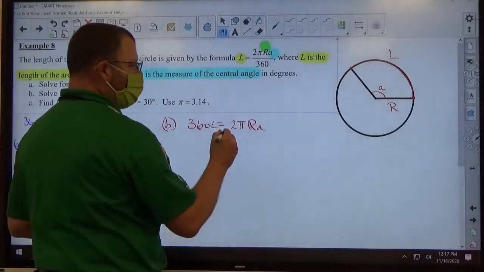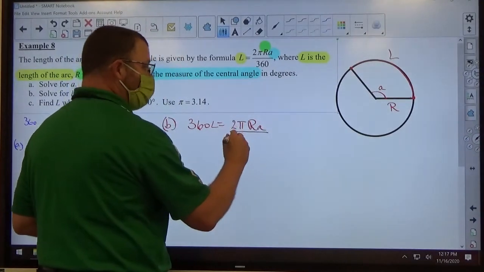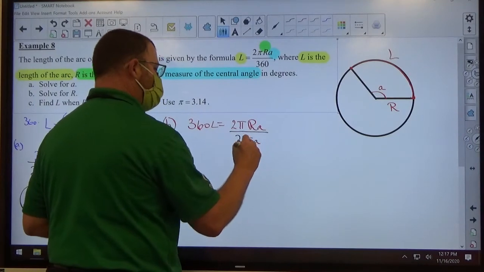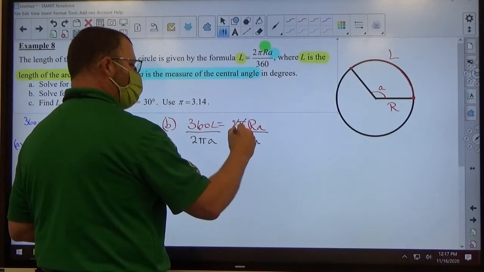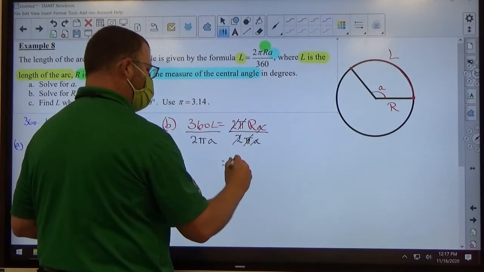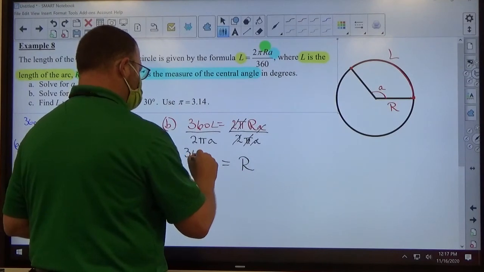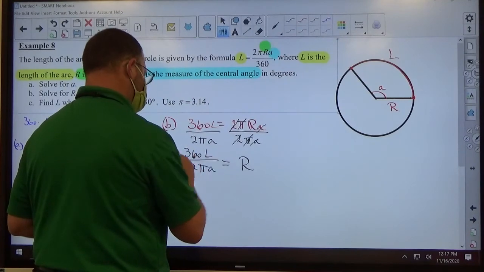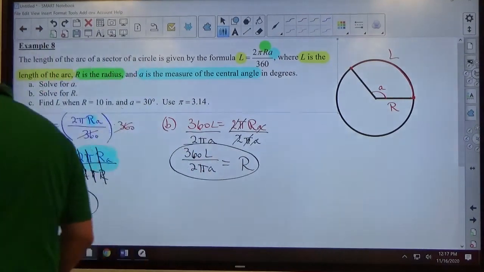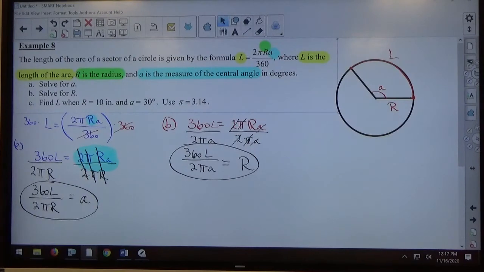So what I have to do is I want to get R equals. What isn't R is 2 and pi and A. So I divide by 2 pi A. 2 cancels 2, pi cancels pi, A cancels A. So I'm left with capital R equals 360 L over 2 pi A. So they gave me one formula, but I've made 3 formulas out of that one formula. They gave me the L formula, but I've created an A and an R formula also.